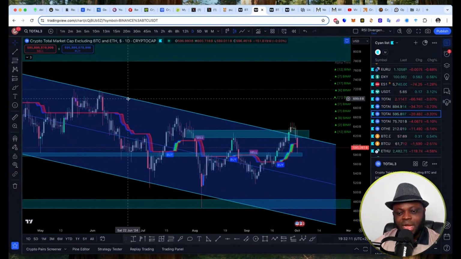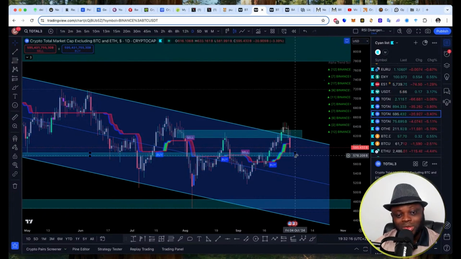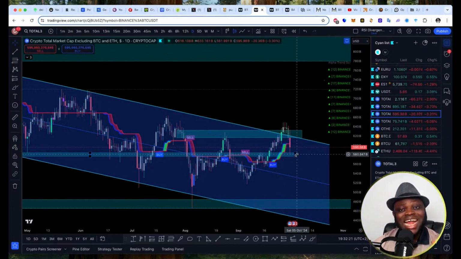Now remember this break of structure, and look at where price reversed. Price has reversed straight to the zone that I mentioned. So I can rightly say to you guys that if you want to buy your altcoins, you can buy. Okay, you can start DCA, not buy with everything you've got.